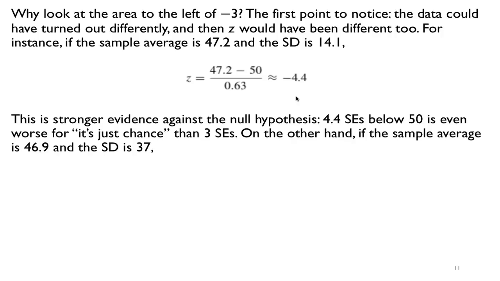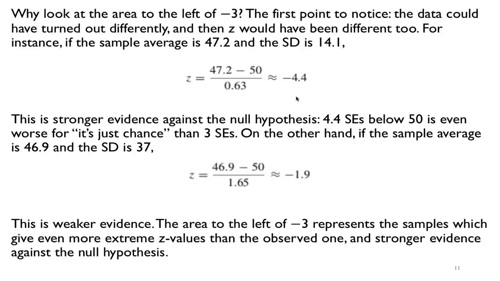4.4 SE below the average is even harder to get than 3 SE below the average. Now what if I do this test again and we get 46.9 and 37 as the SD, and we do this again, we get negative 1.9. Well, negative 1.9 is closer to 50, so this will be weaker evidence. And so the idea here is that we want to pick the area to the left of negative 3 because we want to find samples which give even more extreme z values than the observed one, and stronger evidence against the null hypothesis.